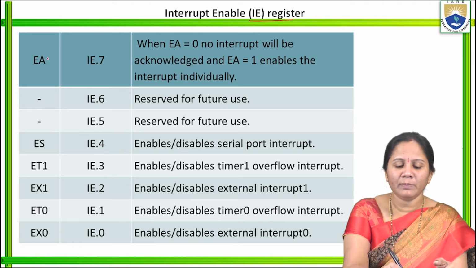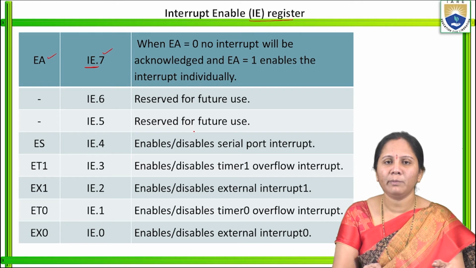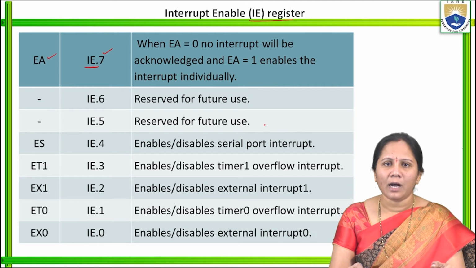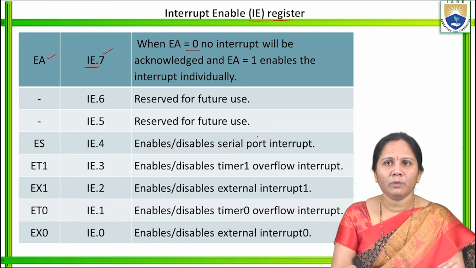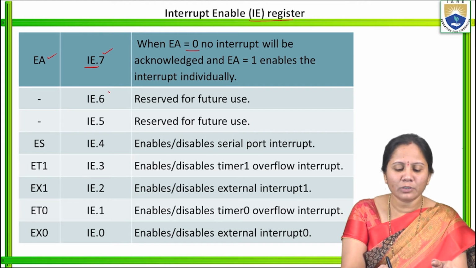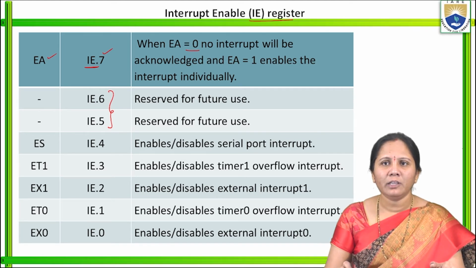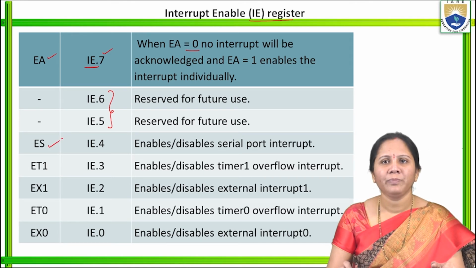Here the D7 bit is IE, which represents interrupt enable. Here 7 represents the 7th bit of that particular interrupt enable register. EA is the bit which represents acknowledgement. If that particular EA bit is 0, the interrupt will not be acknowledged. If EA is equal to 1, the interrupt will be enabled. And the next 2 bits in the interrupt enable register, that is the 5th and 6th bit, are reserved for future use. And the 4th bit is ES.